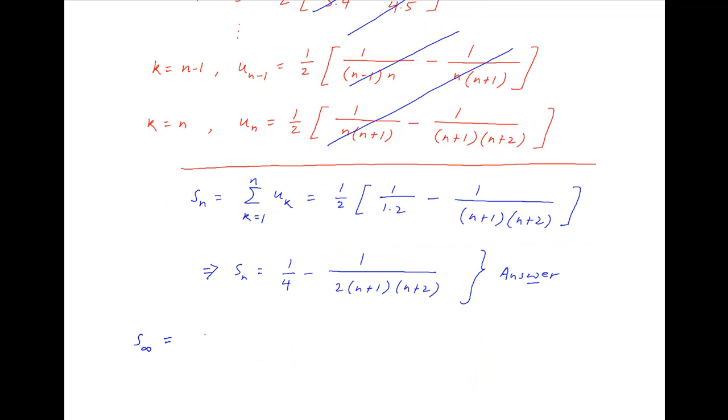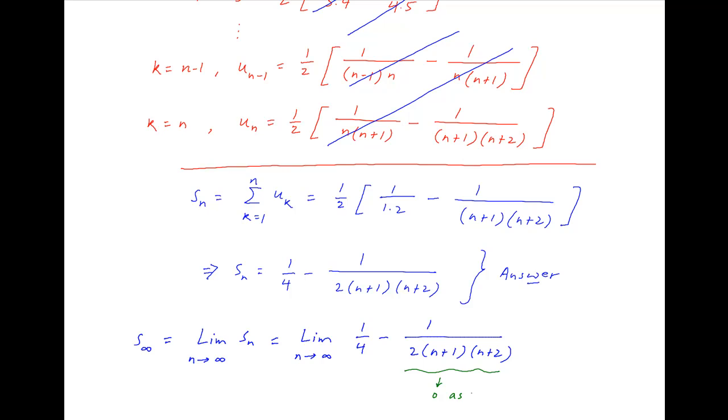Now, in order to calculate the sum of the series to infinity, we take the limit of Sn as n tends to infinity, and this is equal to the limit of 1 upon 4 minus 1 upon 2 times (n plus 1) times (n plus 2) as n tends to infinity. Now, as n tends to infinity, the value of the second term tends to 0, and therefore the sum of the series to infinity is equal to 1 upon 4, which is the required answer.